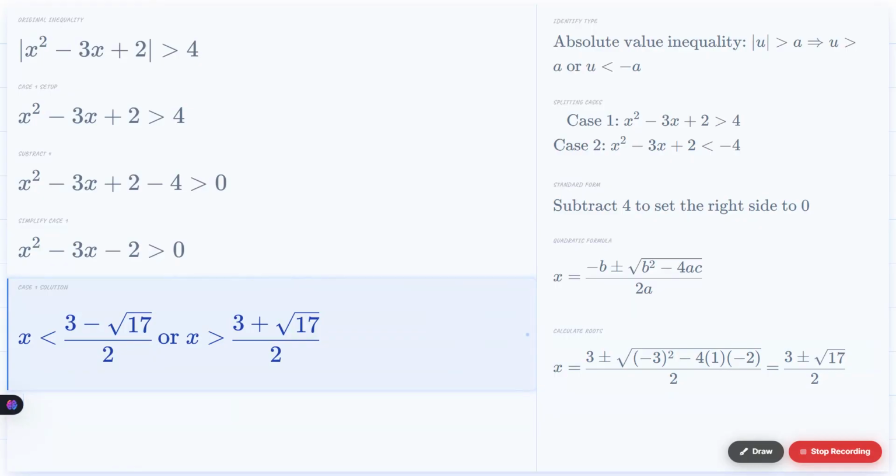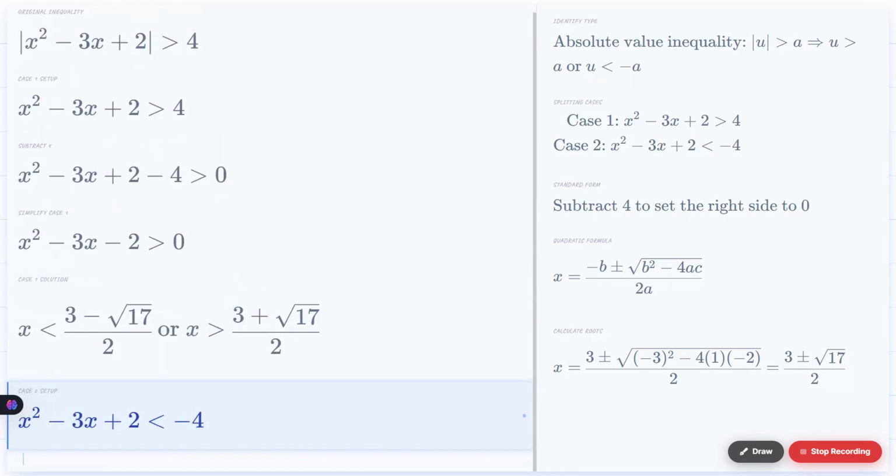We write the solution for the first case as x is less than 3 minus the square root of 17 divided by 2, or x is greater than 3 plus the square root of 17 divided by 2. We do this to show where the expression is greater than 0. For this type of math, the answer is outside the two roots.